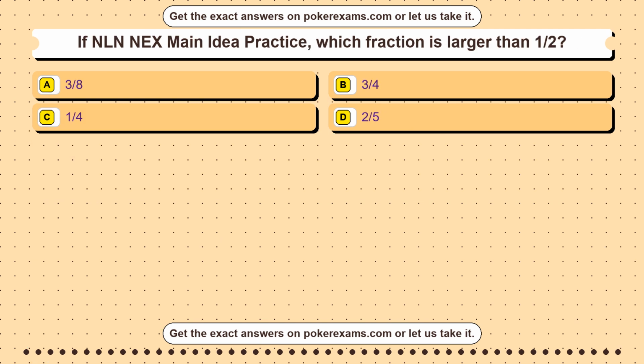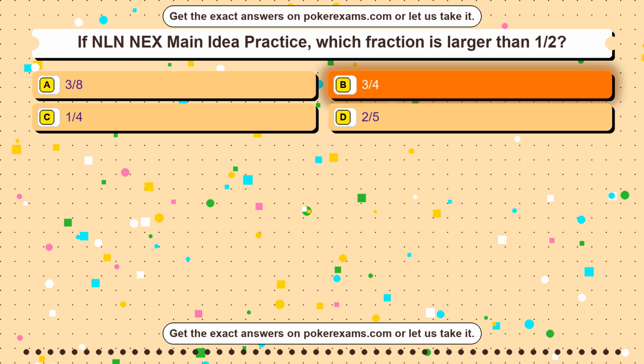Question 20. If Get History Practice Test, which force pulls objects toward Earth? Option A static electricity. Option B gravity. Option C friction. Option D magnetism. The correct answer is option B.